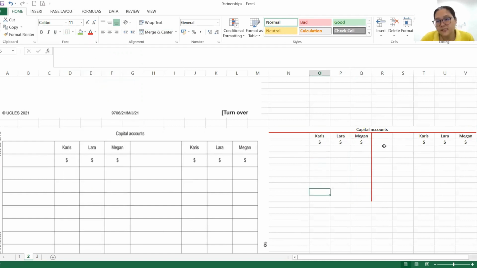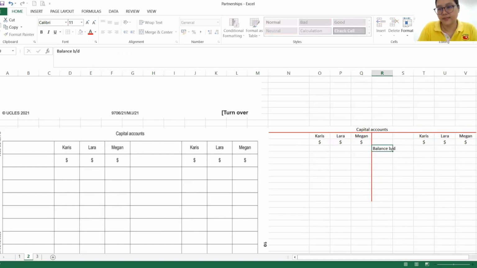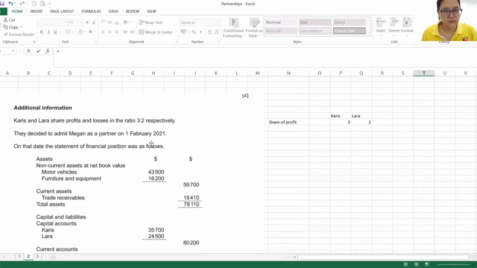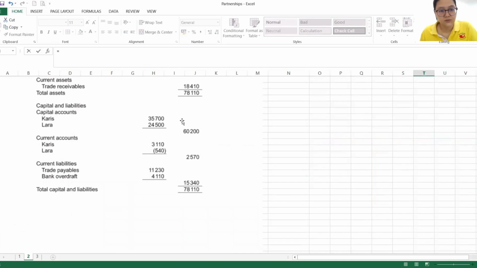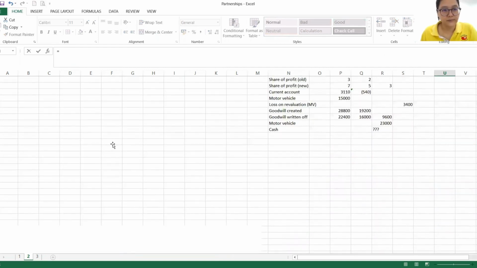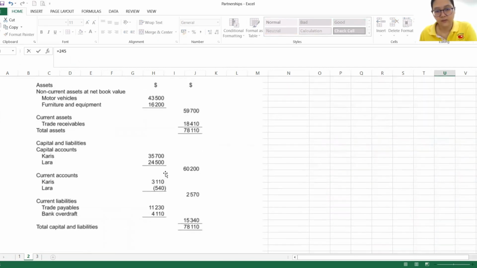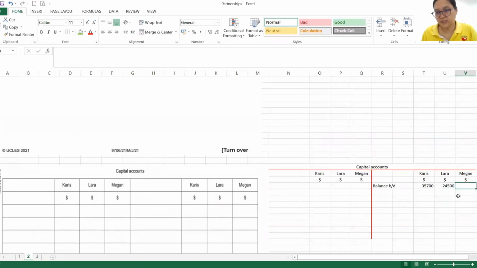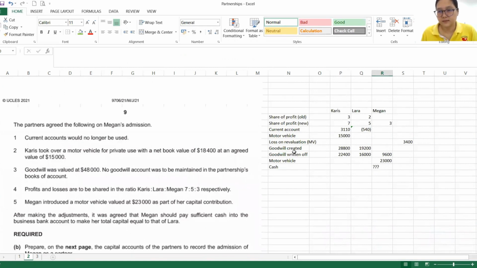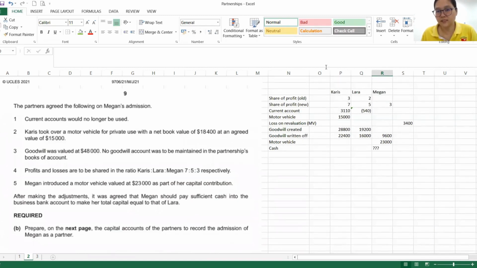Okay, first we have the opening. Put in the opening first: balance brought down. So what's the balance brought down for Khalis? We have 3570, and then we have 2450, because this is a new partner, so they don't have one. And we know from the information here, motor vehicle 23,000, cash we do not know. So we put in the information in here.